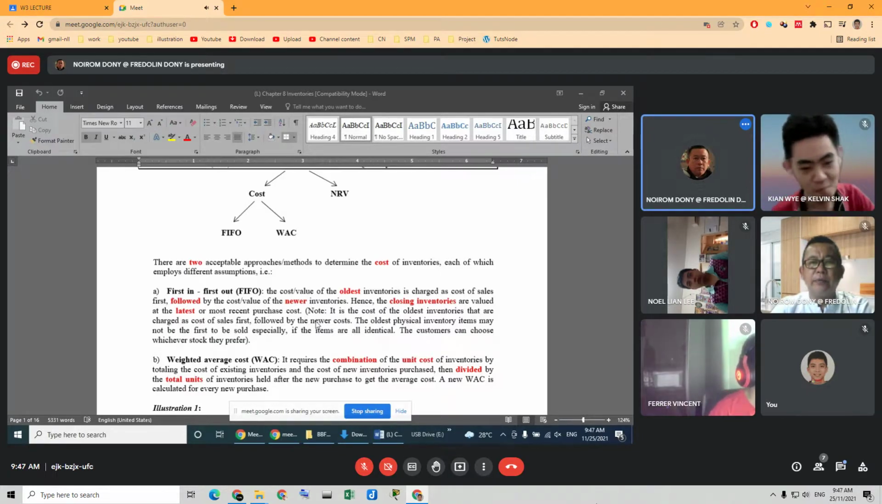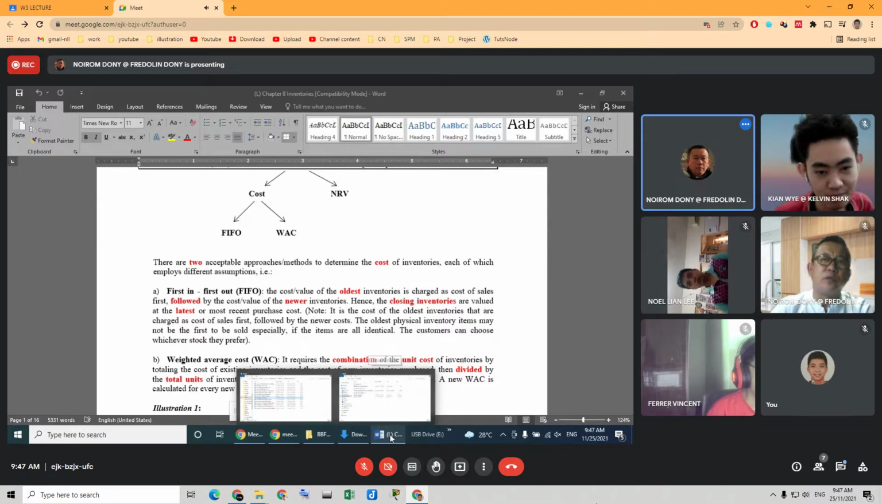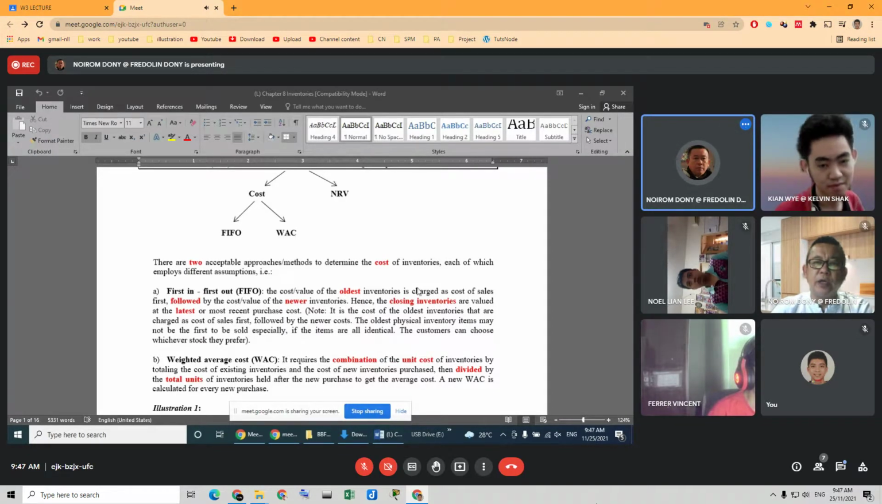So what happened? The closing inventory will use the latest price, 22 ringgit. But when we charge to the cost of sales, we charge based on the old price, which is cheaper. Like just now I was saying, we have used up to October. So you have used 11 ringgit, 12 ringgit, 13 ringgit until 20 ringgit. So your stock will be 21 and 22 ringgit. So that is first in, first out.